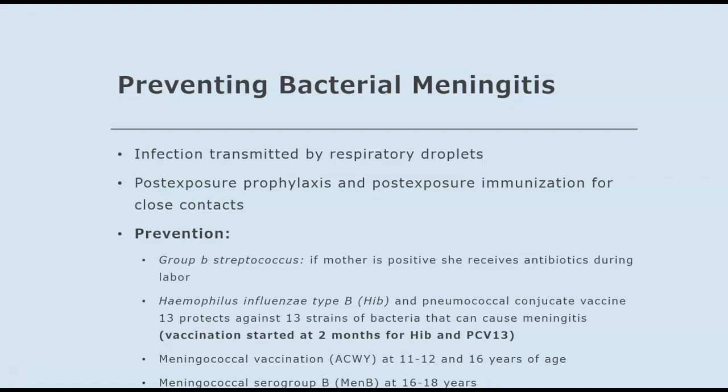The meningococcal vaccination for A, C, W, and Y strains is started at 11 or 12 years of age, and a booster is given at 16 years of age. And the meningococcal serogroup B, or the Men-B immunization, is recommended for high-risk groups, such as young adults who are living in close quarters in dorms or residential halls, and this is recommended at the ages of 16 to 18 years.